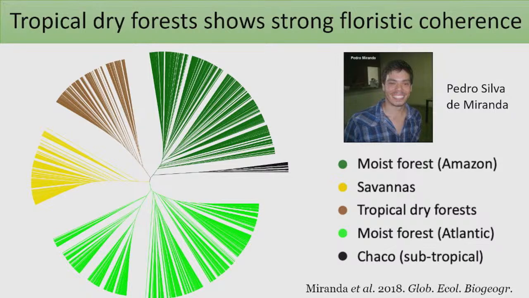And this is the output here. So savannas form one clear group in this analysis, savanna sites, and dry forests form another clear group. And then the moist forests fall into two different groups. Chaco, which has temperate lineages, falls somewhere else.